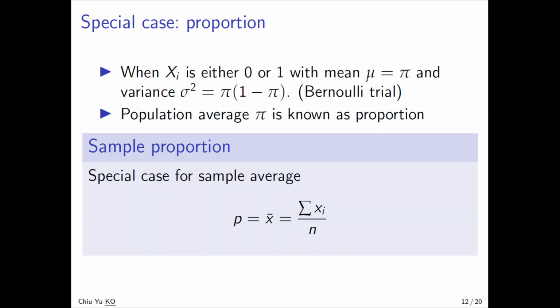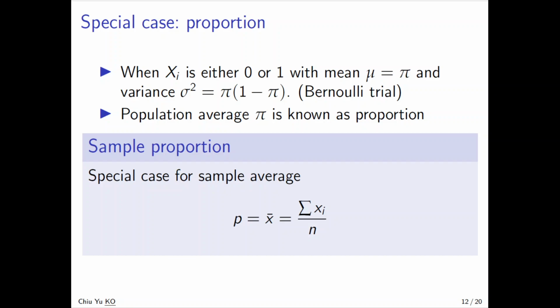So let's talk about a special case of proportion. Proportion means the observation is either 0 or 1. Either you have something or you don't have something. Or maybe gender, you're male or female, or whether you go to school by bus or not.